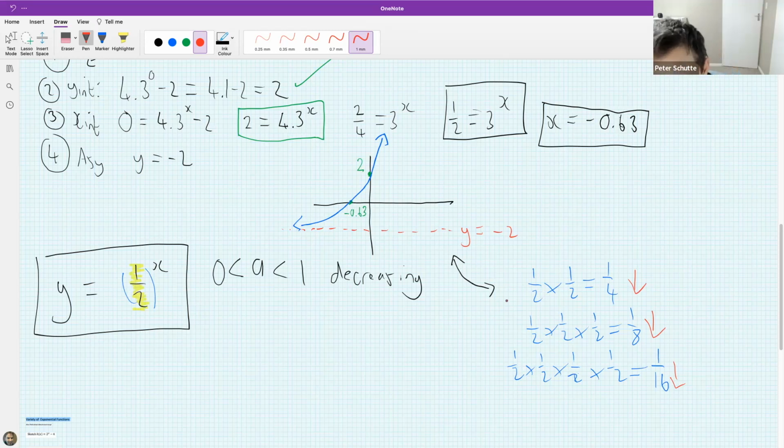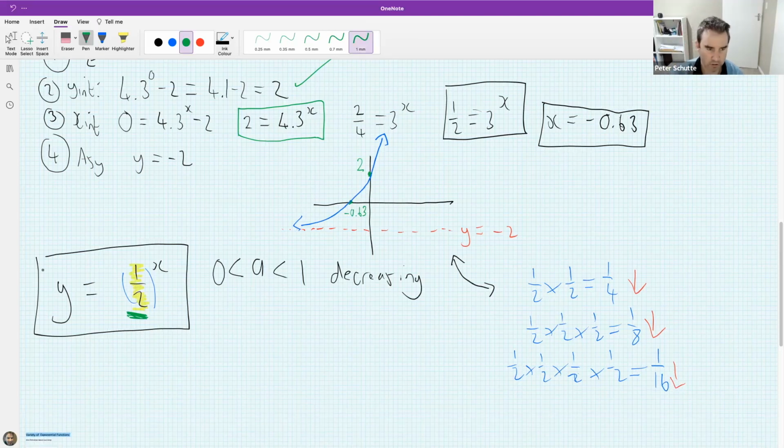Give me a thumbs up if you understand why, if A is a fraction, the graph has to decrease. Just give me a little thumbs up if you feel like that makes sense.